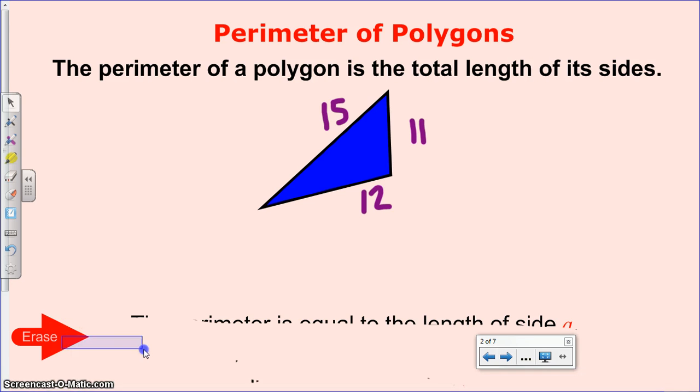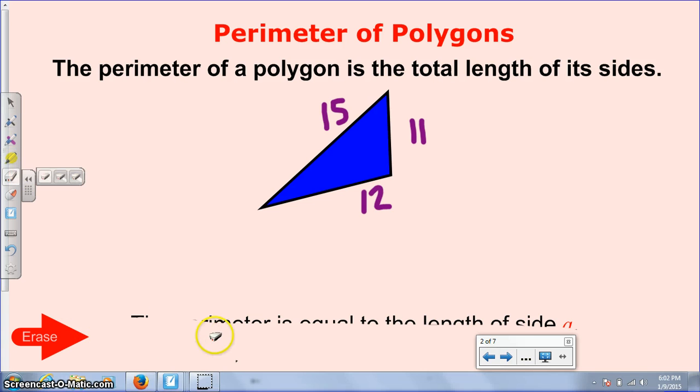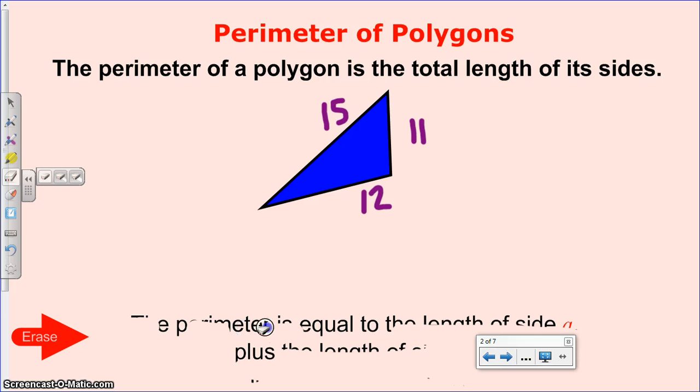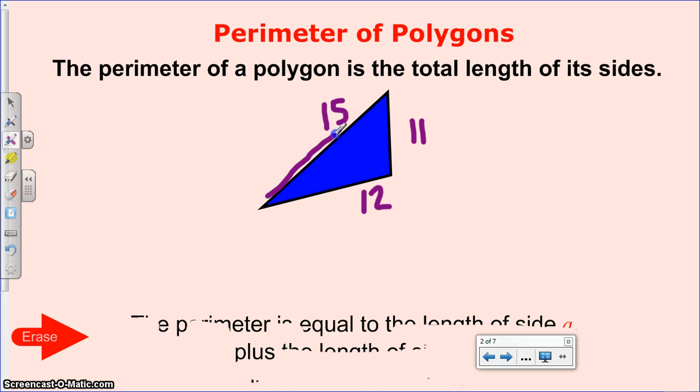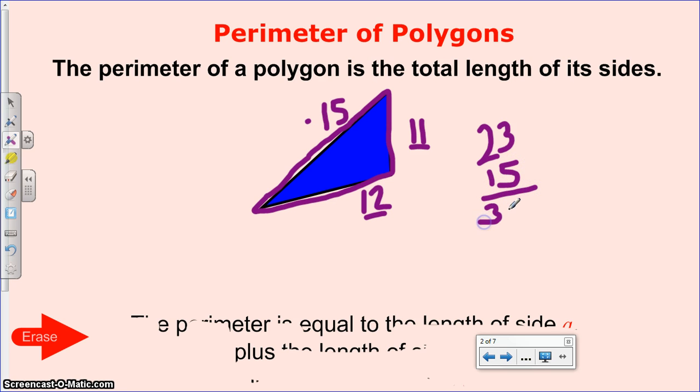So if I look here, basically, to find the perimeter, the outside of this triangle, all I have to do is add up all the sides. I add 11 plus 12 plus 15. So 12 and 11 would be 23. And then I would add 15. And I would get 38.